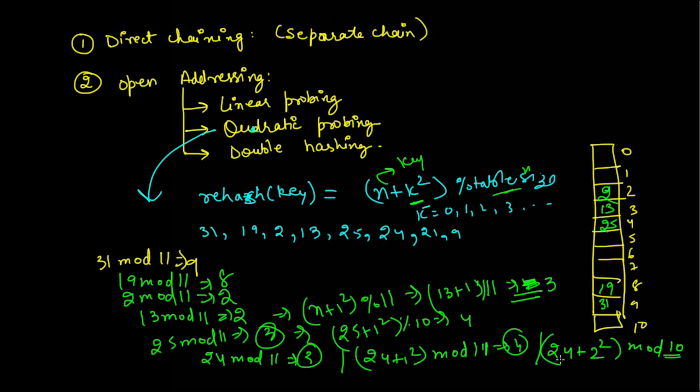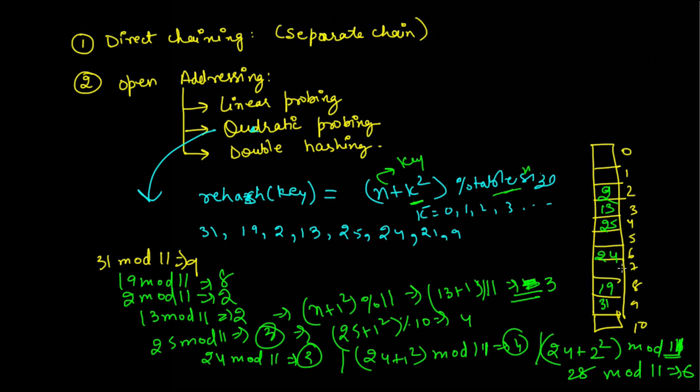28 mod 11, and 28 mod 11 gives us the index location 6. So we store the number 24 at index location 6 and so on. You can follow this technique in the case of quadratic probing.